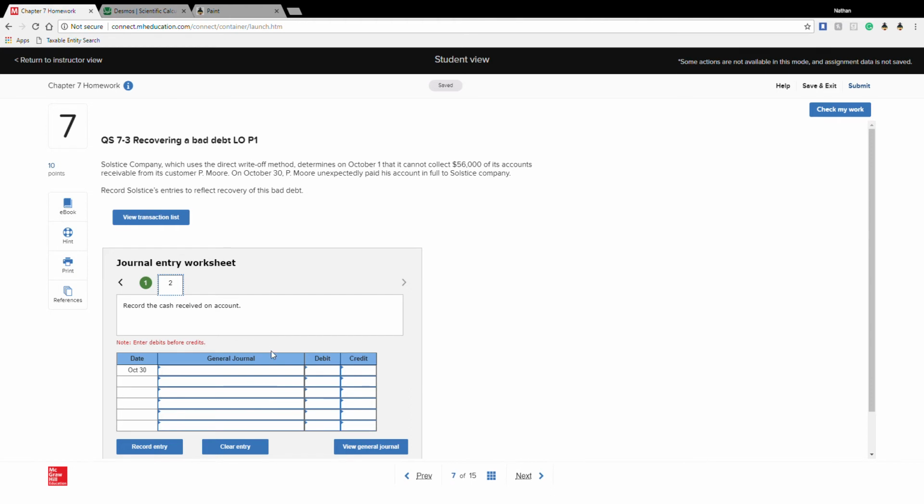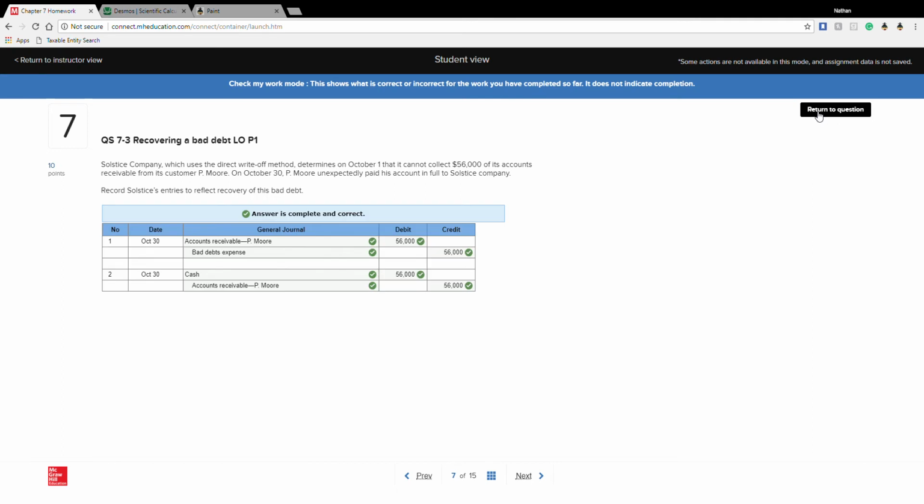On question 2, we record the cash received. Cash received is still the same journal entry we've done in prior chapters. It's a cash, and then find the account receivable for P. Moore. Now watch out, you may have multiple accounts receivable, so always make sure you get the right customer. Okay? Don't want to charge another customer their amount. Okay? So, again, check your work, and everything is good. So, I mean, that was already the process with direct write-off.